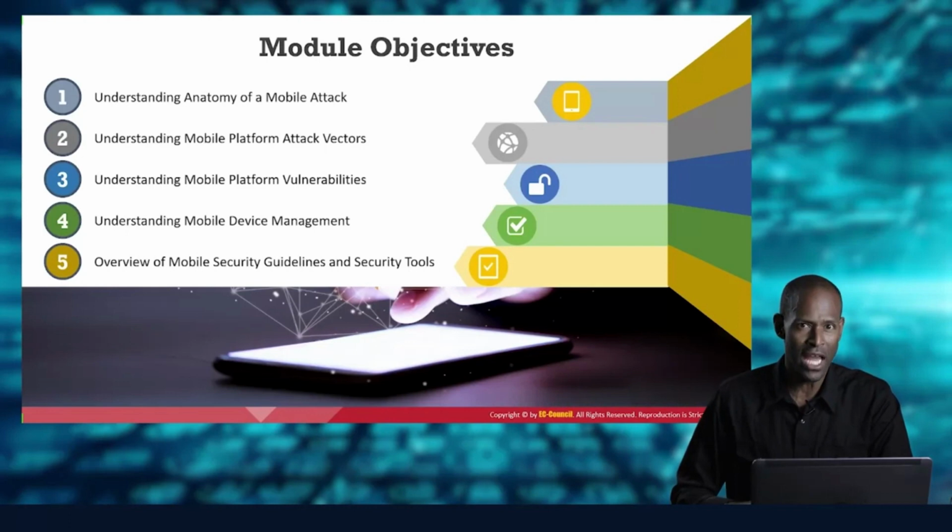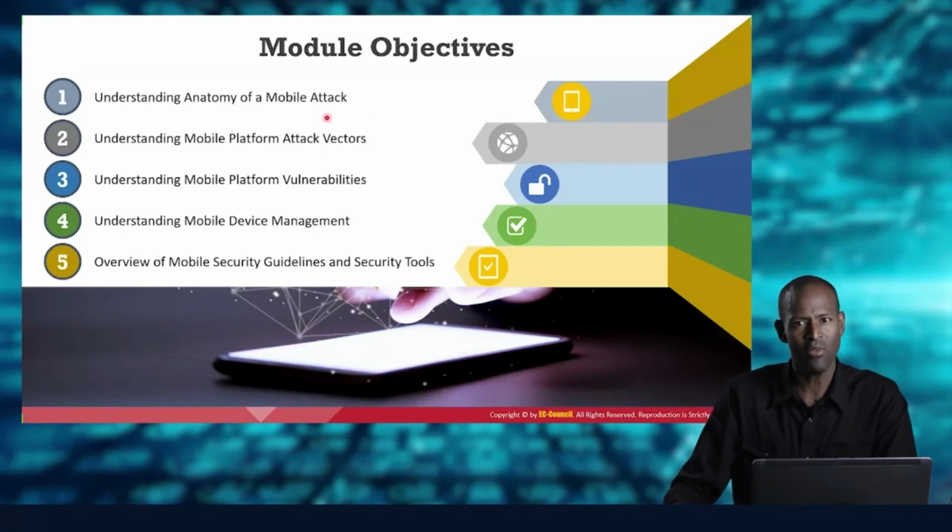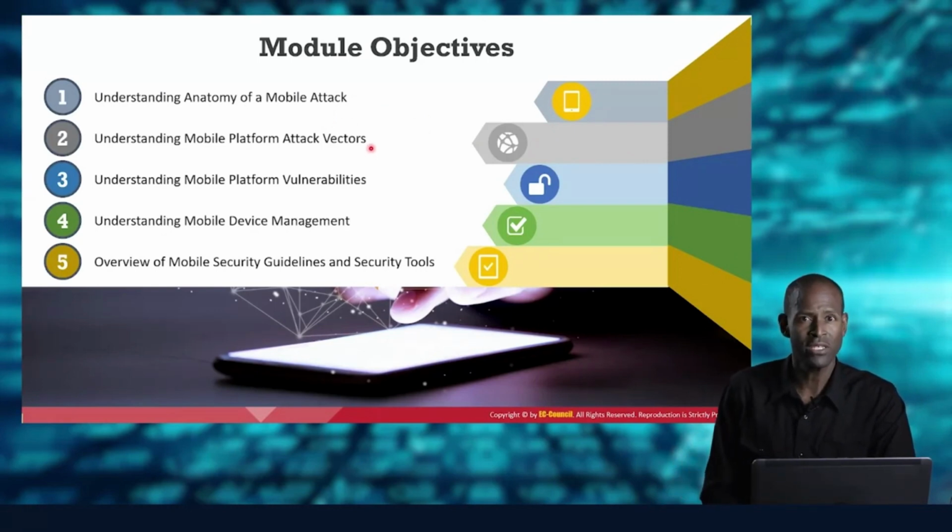So what we're going to be looking at in this module are several things. Number one, we're going to start off looking at the anatomy of a mobile attack. We're going to look at the different platforms for mobile devices and the vectors of attack. We're also going to be looking at vulnerabilities for mobile platforms.